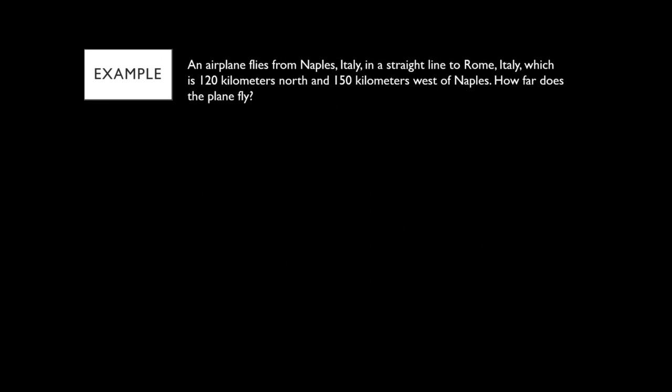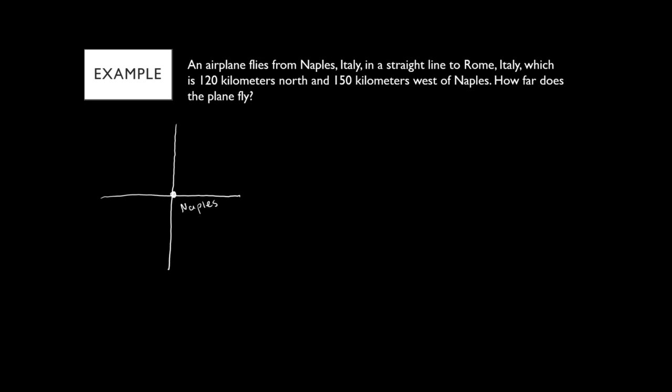So you could do this straight with the Pythagorean theorem, or you can do this with the distance formula. So I'm going to do it with the distance formula just to show you what that would look like and how you would do that. So I'm just going to sketch a grid and say we have our first point here, which is at the origin. And we can say, okay, we're going to say that this is where Naples is. We're starting in Naples. We'll just say that's the origin.